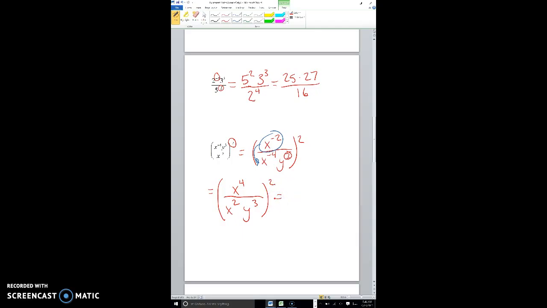Okay, now I can use the same base and division rule here because I have x over x, so I can subtract the exponents. So you have x squared over y cubed, still the whole thing squared. Now I'm going to use that when you raise a power to another exponent, you multiply. In the numerator, x squared squared is going to give you x to the 4th. In the denominator, y cubed squared is going to give you y to the 6th. And that's the answer.